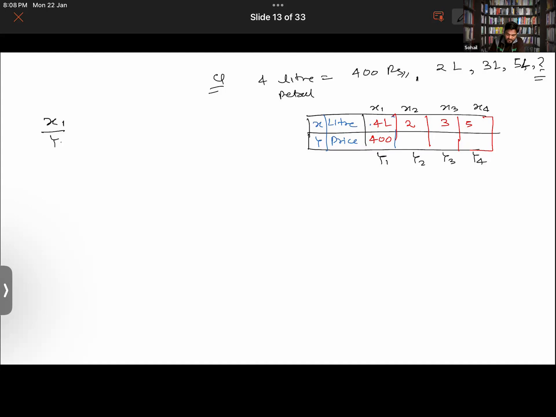x1 upon y1, what do we get? That is 4 upon 400. So for the first one, x1 upon y1, you are getting 1 upon 100. Now this one is clear with us. Let's find out what y2 is going to be. So here you get to see that 4 upon 4.